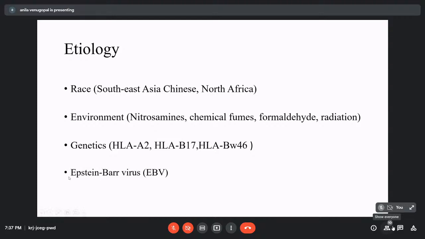Then, of course, the Epstein-Barr virus, we all know that it is involved in the pathogenesis of nasopharyngeal carcinoma, but mostly in non-keratinizing squamous cell carcinoma of the nasopharynx. It is not so much associated with the keratinizing carcinomas.